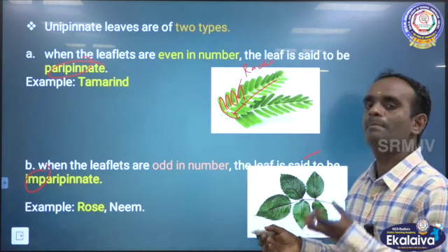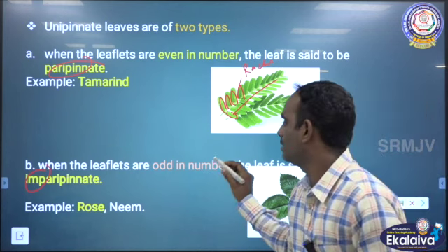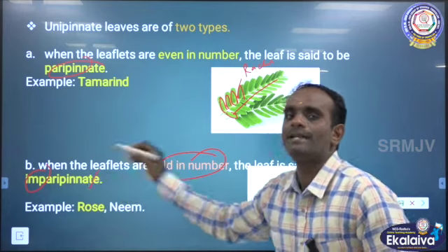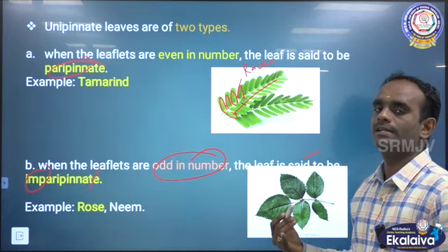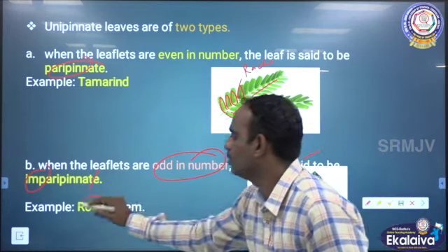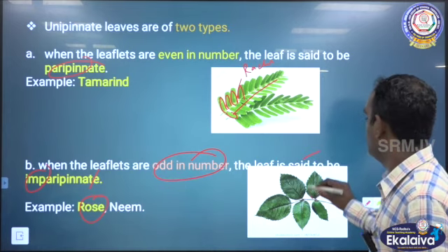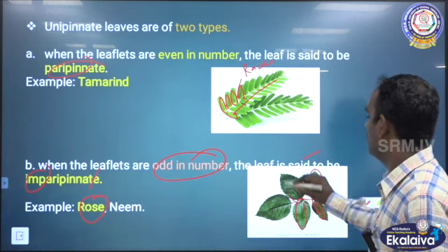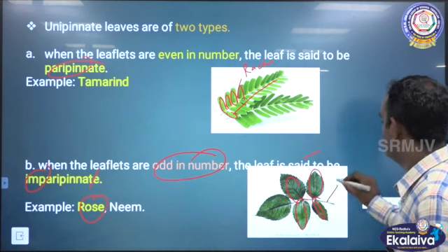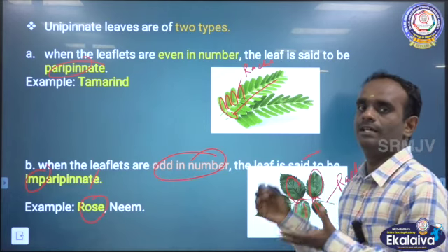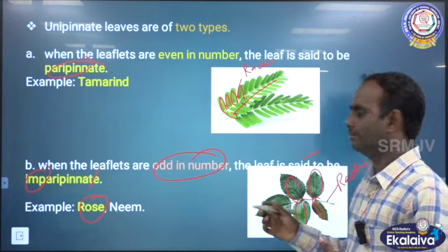The next one is imparipinnate. If the leaflets are odd in number, then the leaf is said to be imparipinnate. This imparipinnate leaf is seen in the rose plant. See the picture of the rose leaf. The leaflets are odd in number. This is the rachis. The leaflets arise from it, and they are odd in number. Okay.